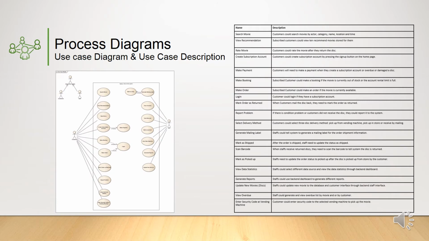In the process diagram part, I will first introduce the use case diagram. Since we add in those new elements in the database of the new system, the customer and staff of Arthouse Direct will have the following new use cases. For customers, they can view the 10 recommended movies stored for them since the system has added in the rental profile. They can also select the delivery type and enter the security code to pick up the discs at the vending machine. For staff, they can now scan the barcode of each rental disc and view the overdue history of each disc and customer as well.